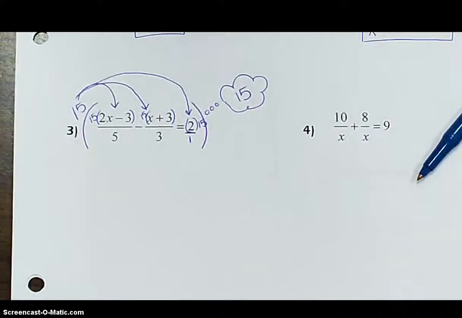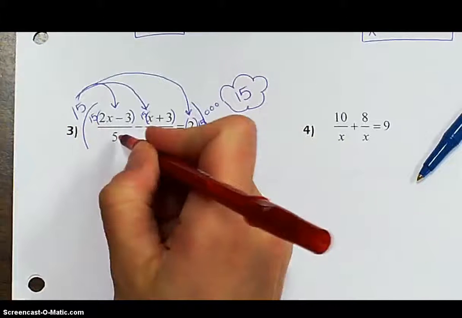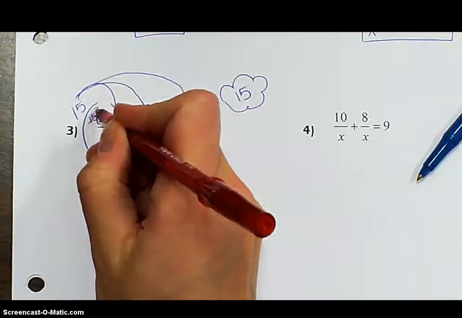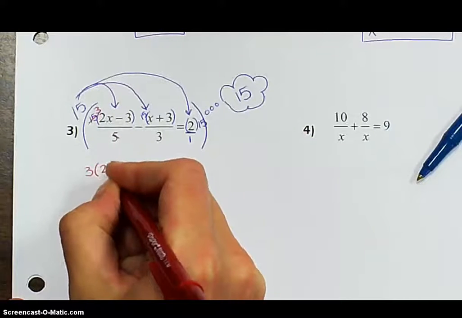All right, so let's see if we can get rid of these fractions now. I have a 15 in the top and a 5 in the bottom. So those cancel and I'm left with a 3. So now I have 3 parentheses, 2x minus 3.